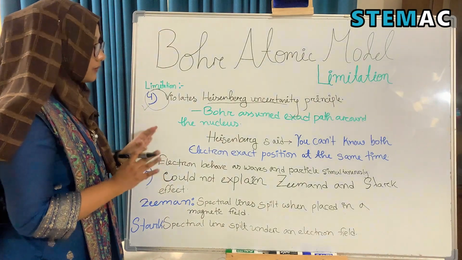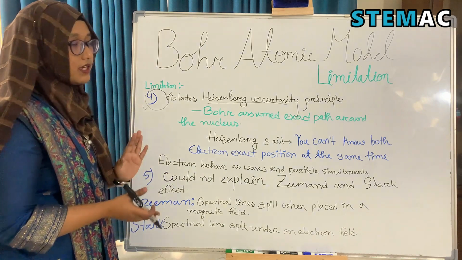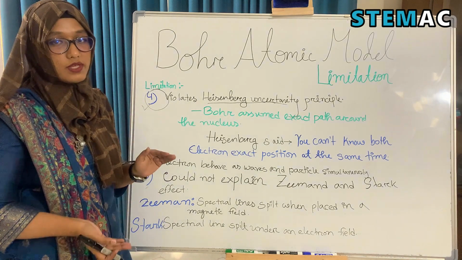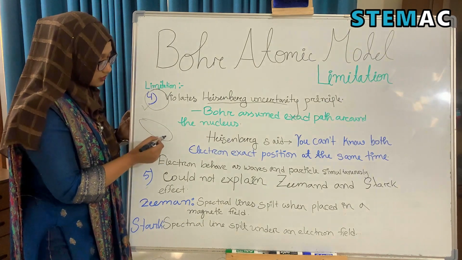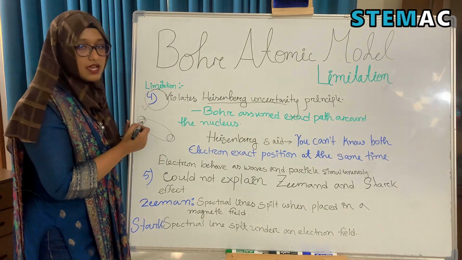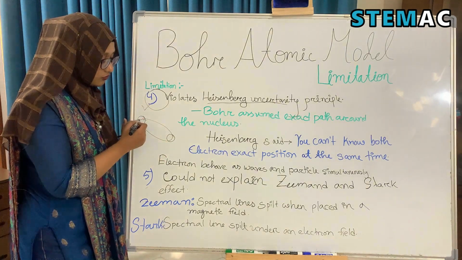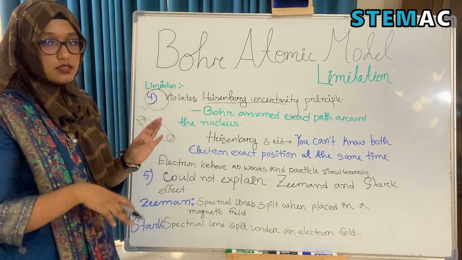Actually, electrons behave as waves and particles simultaneously. They don't follow complicated fixed paths, they just move around, and they have that wave nature when they move.